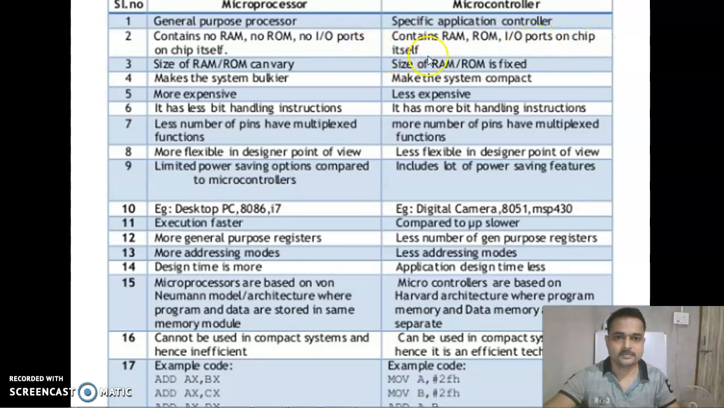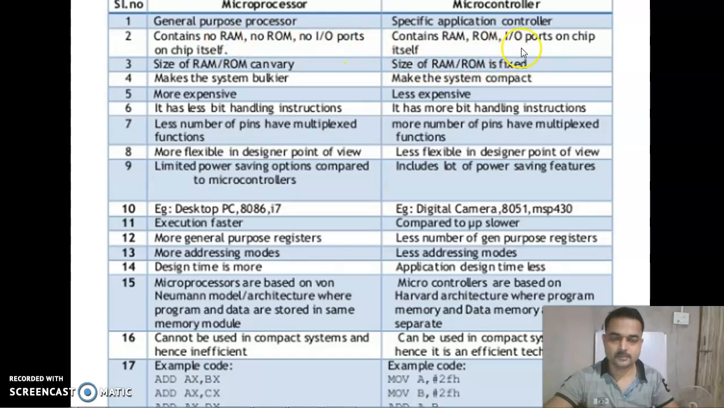IO ports are available on chip itself, because in case of microcontroller 8051 there are 4 IO ports: port 0, port 1, port 2, port 3. But in case of microprocessor, suppose we consider the 8085 microprocessor, we need to connect an external IC, that is 8255 as a programmable port to access port A, port B, port C.